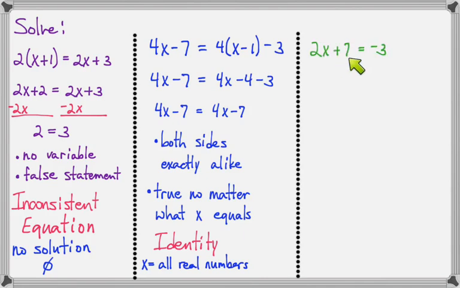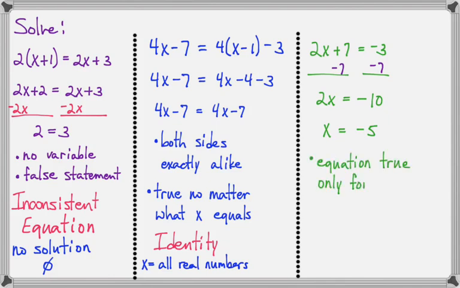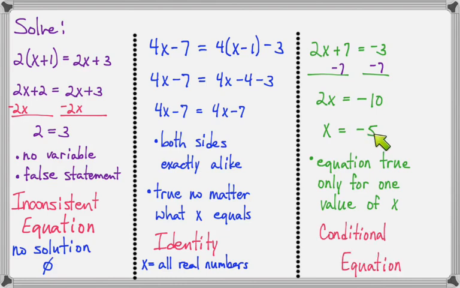And then here's 2x plus 7 equals negative 3. We solve this, we get just one number. And so this is true under the condition that x equals negative 5. That means this is a conditional equation. It's true only for one value of x, it's conditional, and the solution is x equals negative 5.